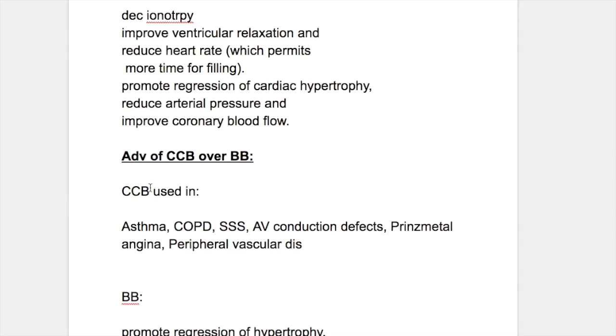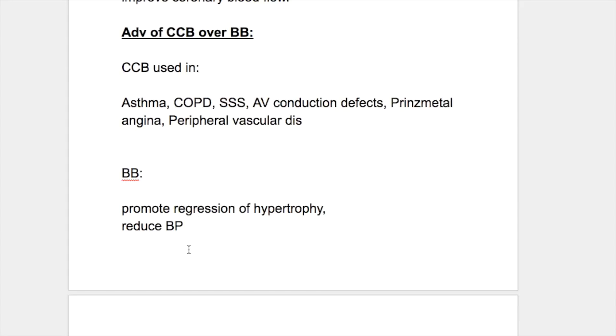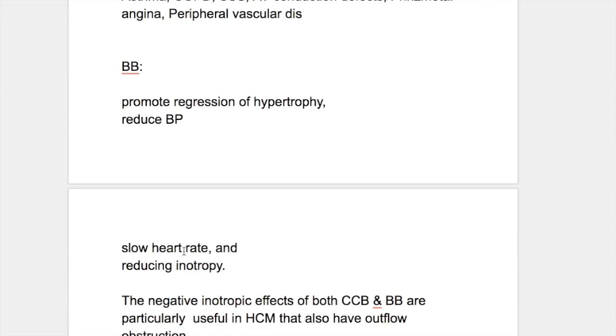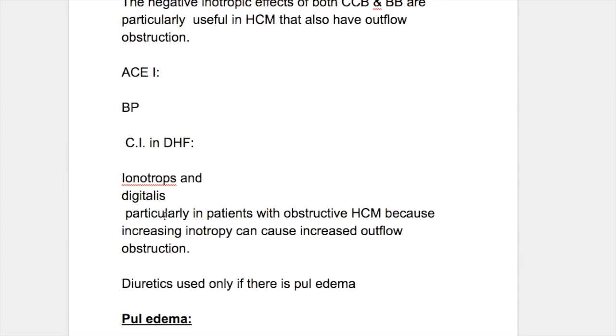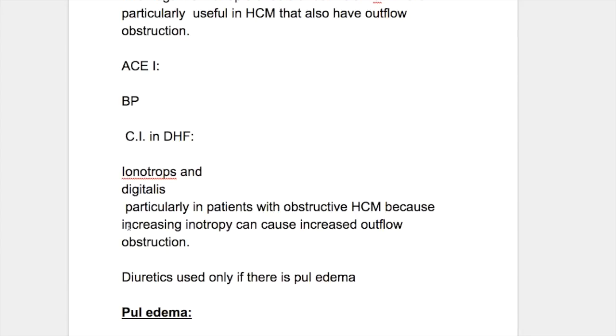What are the advantages of calcium channel blockers over the beta blockers? Beta blockers can't be used in asthma, COPD, sick sinus syndrome, conduction defects, Prinzmetal angina, and peripheral vascular disorders. Beta blocker advantages are they promote regression of hypertrophy, reduce the blood pressure, reduce heart rate, and they reduce inotropy. So what are the drugs that are contraindicated in diastolic heart failure? Inotropes and digitalis are contraindicated in diastolic heart failure.